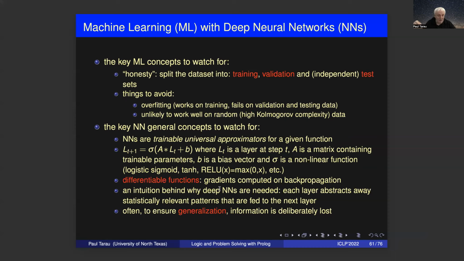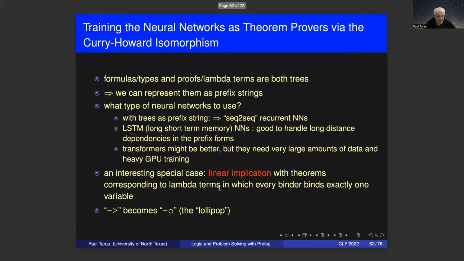So we'll represent our formula as a tree in, let's say, postfix notation. We'll do the same thing for the lambda term, and then we have two sequences. It's almost like a translation from English to French, or from some form of code to some other form of code. You would like to train on a very large data set which we would generate.